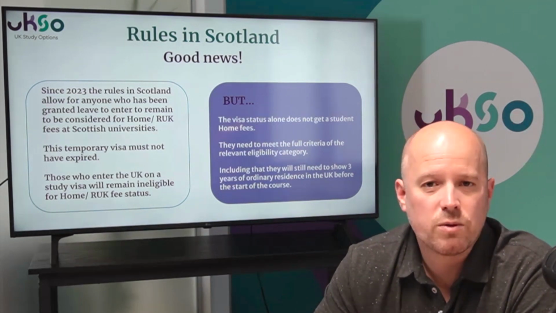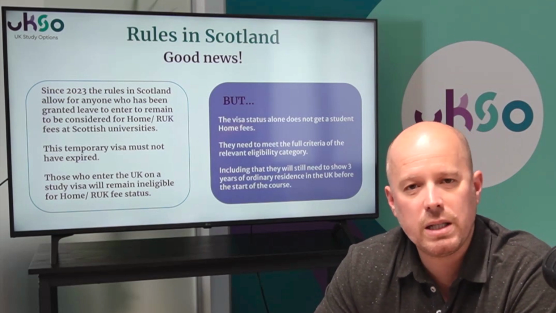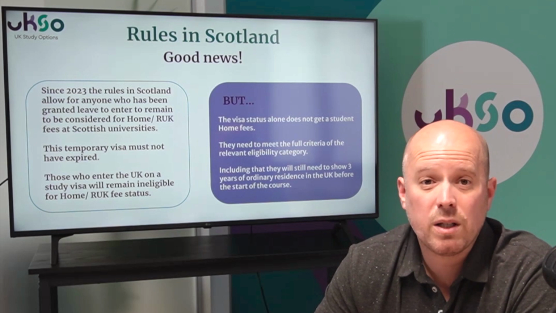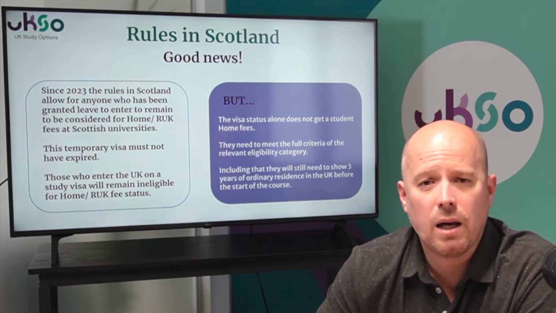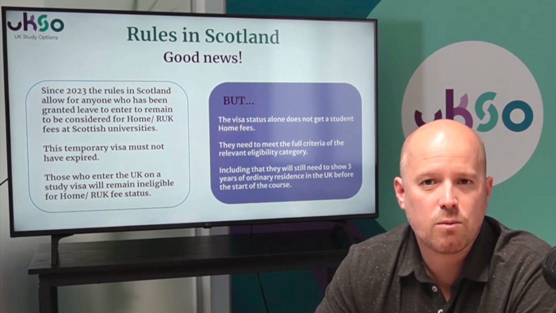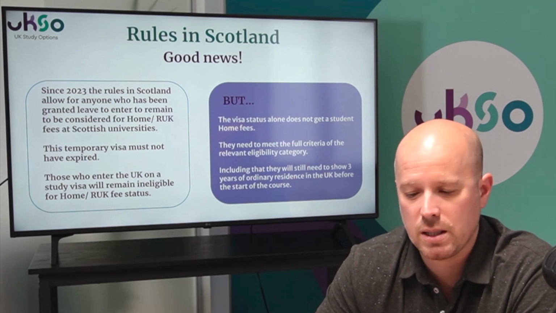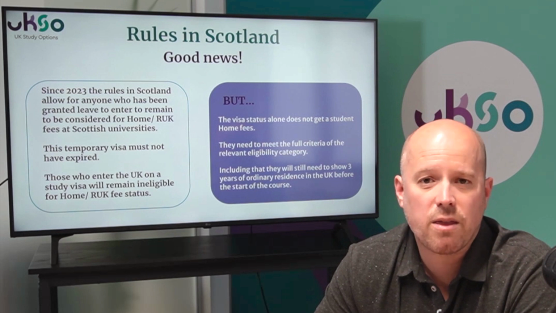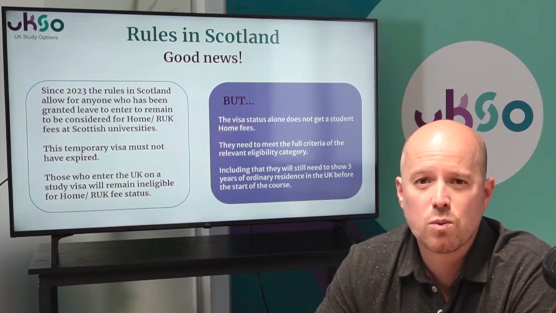When we look at the rules for people to get these home fees, there are often many different requirements, and you need to make sure that you are meeting these requirements. You need to meet all the eligibility requirements in the particular category for you. Now, one very important requirement is the residency requirement. There is a requirement for you to be ordinarily resident in the UK, and you need to show this ordinary residence for that 3-year period before the start of the course. So this is really important.